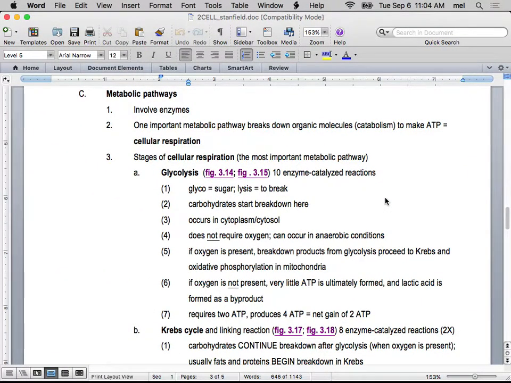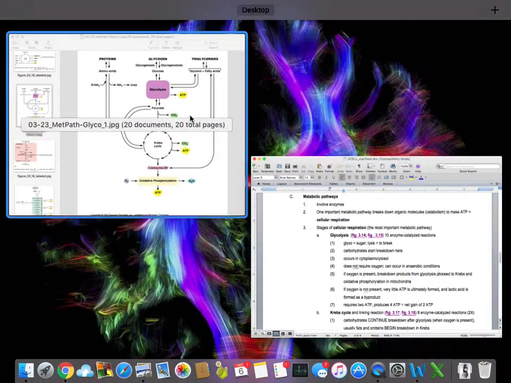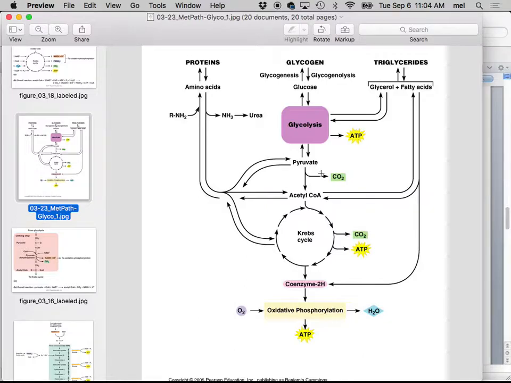Okay, so let's talk about glycolysis. Glycolysis is the first step. And then we're going to run into the Krebs cycle, which is in the middle, and then we're going to run into oxidative phosphorylation, also called electron transport, okay? But let's talk about glycolysis in a big picture.